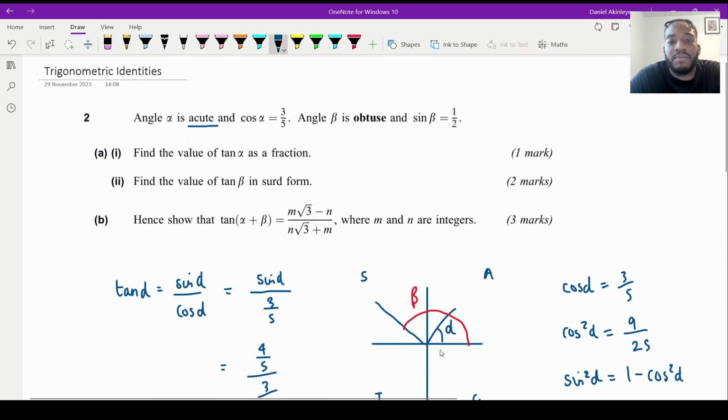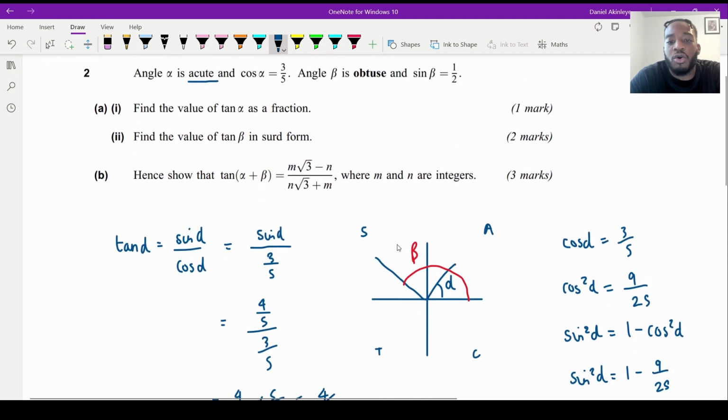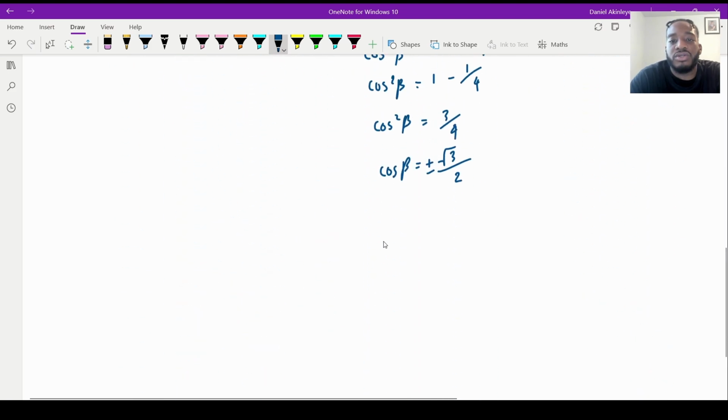Now, since beta is obtuse, we know that it lies in the second quadrant, and we know that cosine is negative there, right? Because only sine is positive. So that means we have to choose the negative solution. So we can say cos beta is equal to minus √3/2.